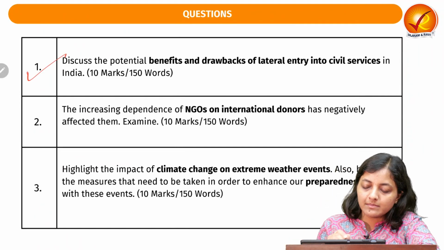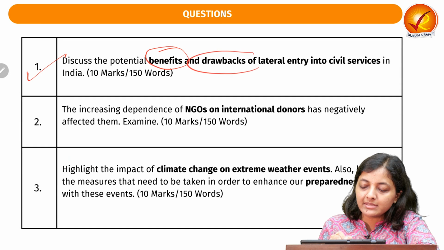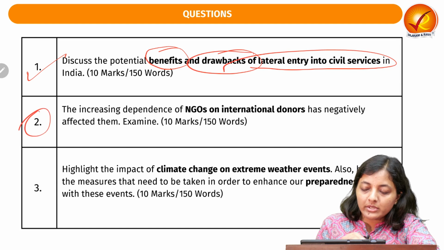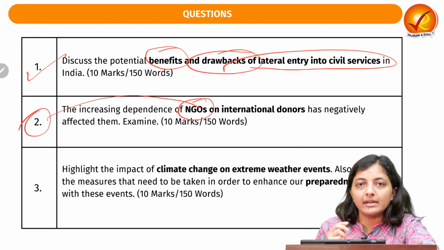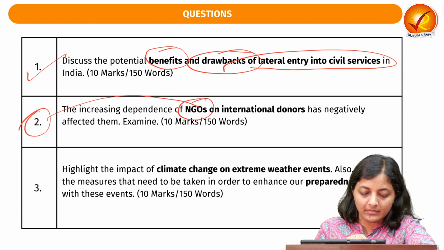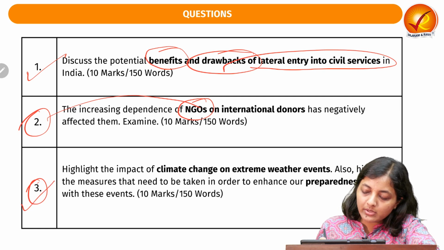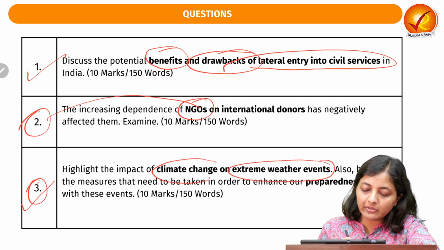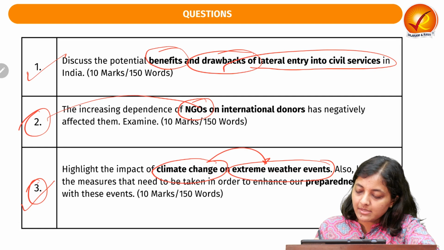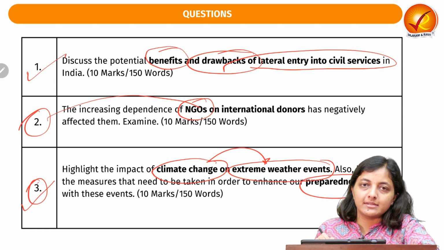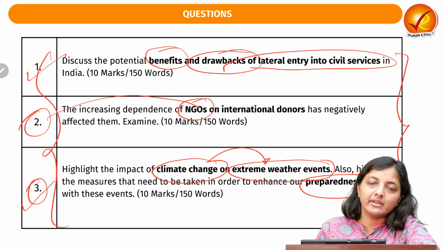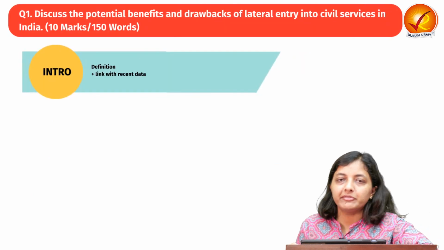The first question is, we have to write about the benefits and the drawbacks of the lateral entry into civil services. The second question is about the NGOs and the dependence of these NGOs on the international donors, their impacts. And the last one is related to the extreme weather events and the impact of climate change on these extreme weather events. And the next part is measures to enhance the preparedness. So these are the 3 questions. We'll deal with all the 3 questions one by one in a deeper manner. So let's start with the first question.